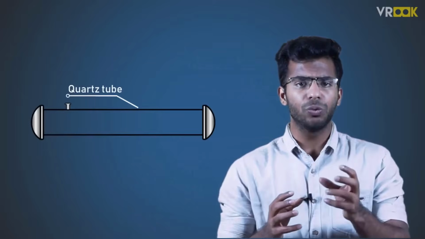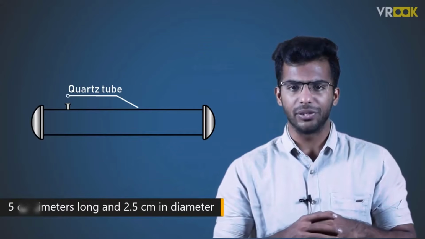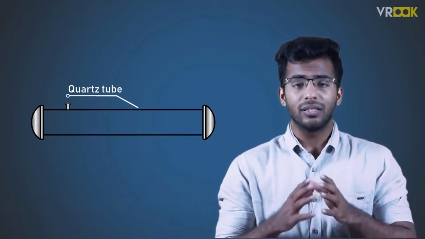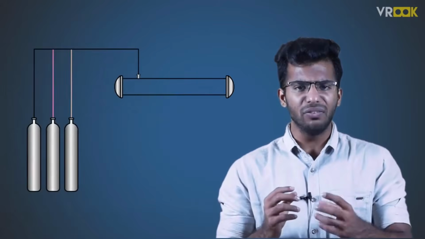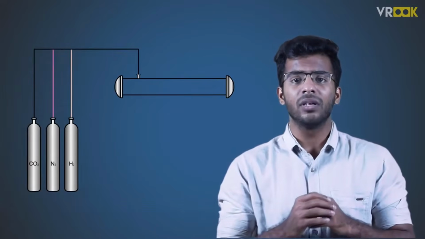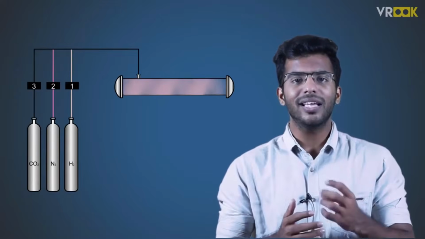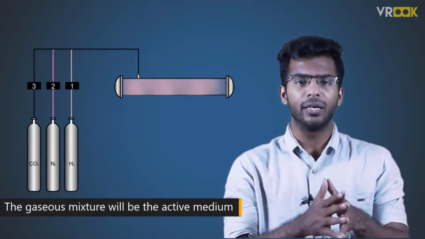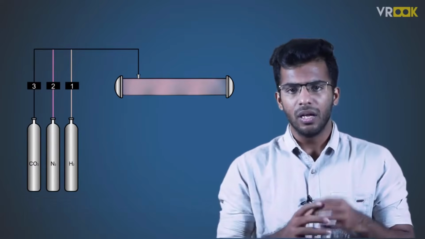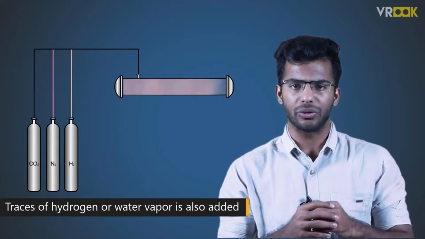Now, it's time to learn about the construction of a CO2 laser. It has a quartz tube which is 5 centimeters long and 2.5 centimeter in diameter. The tube is known as the discharge tube. It is filled with a gaseous mixture of carbon dioxide, nitrogen and helium in the ratio 3:2:1. The gaseous mixture will be active medium for lasing action. Traces of hydrogen or water vapor is also added to this mixture.